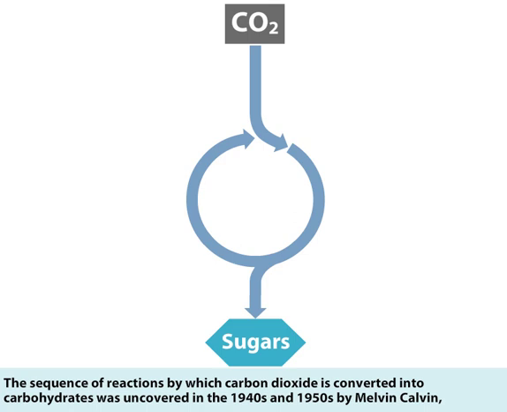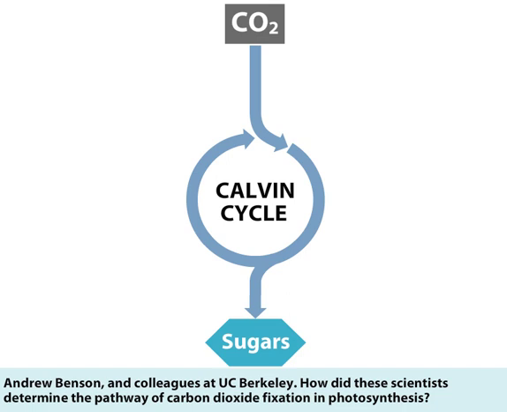The sequence of reactions by which carbon dioxide is converted into carbohydrates was uncovered in the 1940s and 1950s by Melvin Calvin, Andrew Benson, and colleagues at UC Berkeley. How did these scientists determine the pathway of carbon dioxide fixation in photosynthesis?